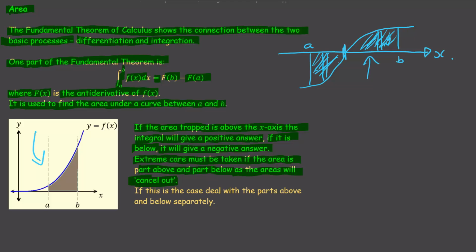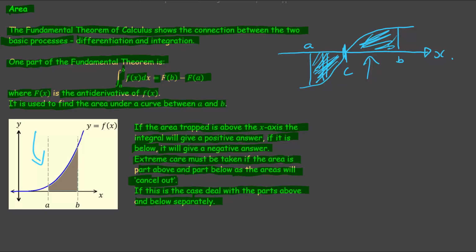So what we'd need to do is take a point in the middle, C, work out this area, and then work out this area up here, and then add them together, ignoring any negative signs. So if this is the case, deal with the parts above and below separately, as I just talked about.